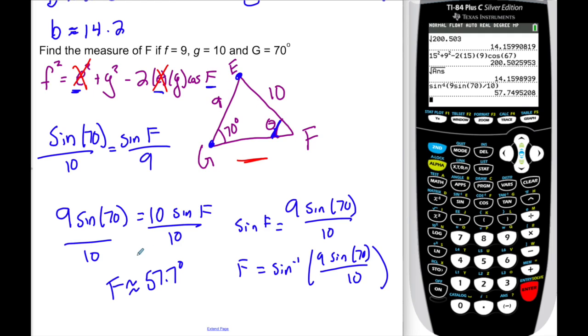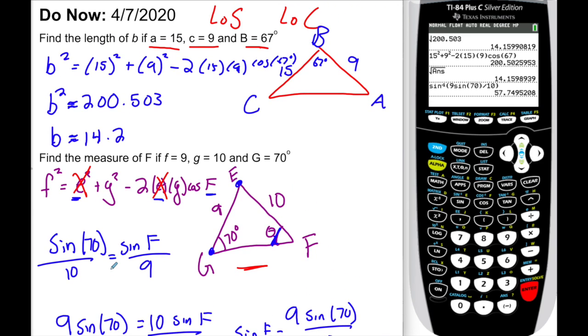Okay, so hopefully you found this to be helpful, and I really do hope you got it right. Again, the moral of this do now was you need to be able to look at information and figure out, do I use SOHCAHTOA, law of sines, or law of cosines? And think about under what scenarios you use each one.